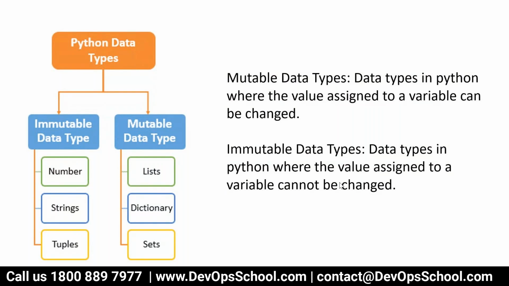What is the meaning of mutable and what is the meaning of immutable? Mutable data types in Python are those where the value assigned to a variable can be changed. Yes, you can override the values of the variable. So in this case, list, dictionary, and set values can be changed. Immutable data types in Python are those where the value assigned to a variable cannot be changed. Will you remember this, all of you?